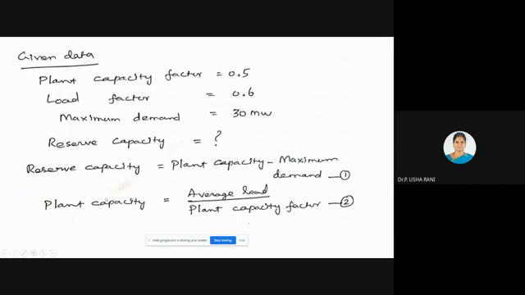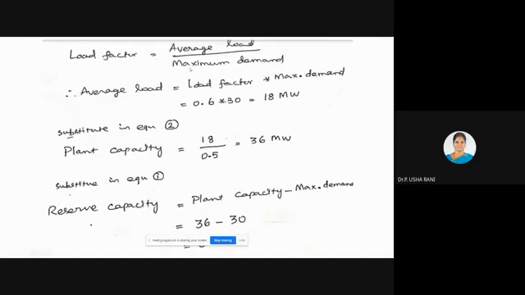So I am going for this formula, plant capacity. How to calculate my plant capacity? If I know my average load, I can use this average load divided by plant capacity factor, which is given in the question as 0.5. So I don't know the average load also. So for that, I'm going for the load factor formula, where load factor is equal to average load divided by maximum demand.